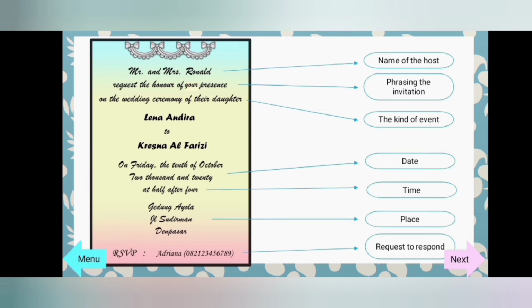Got the point, students? So, ideally, the format of a formal invitation consists of 7 points. Name of the host, phrasing the invitation, the kind of event, date, the time, the place, and the last one is request to respond. However, usually there are other points like salutation in the beginning of the invitation. The sentence is like, you are invited to blah blah blah, or please join us to celebrate blah blah blah. Yeah, that is salutation or opening.